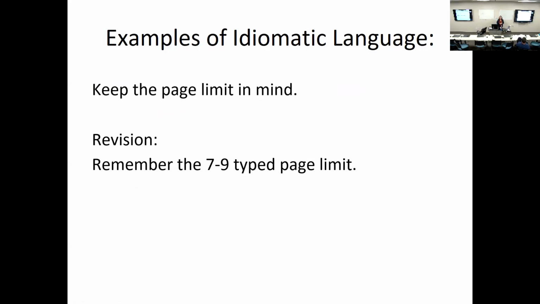I put even the 7 to 9 typed because later you'll see that that's the exact criteria. And so oftentimes if there's a little repetition of certain things, that's helpful too. But you could just say remember the page limit.